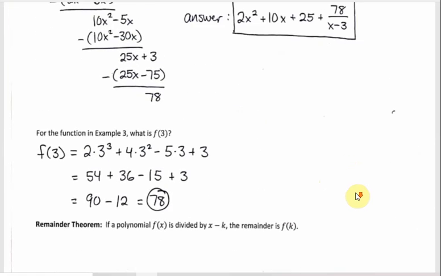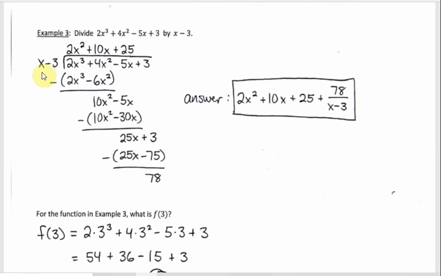The other thing here is for that function in example 3, what's f of 3? Well, f of 3, if you substitute in and simplify it, eventually you get 78, which is the remainder. Well, we had divided by, if I scroll up for a second, we were dividing by x minus 3.